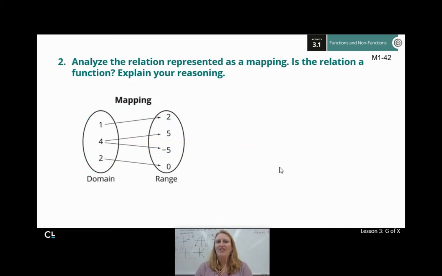So I have more of these. I would like you to analyze this relation represented as a mapping. Is this relation a function? And tell me why. Go ahead and hit pause, jot down your thoughts, hit play to keep going.